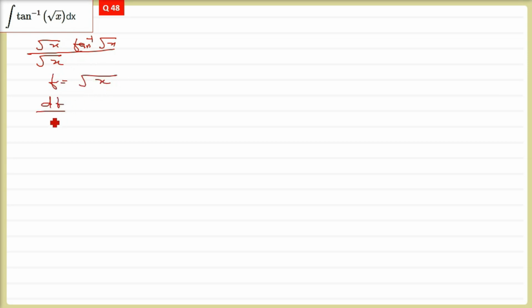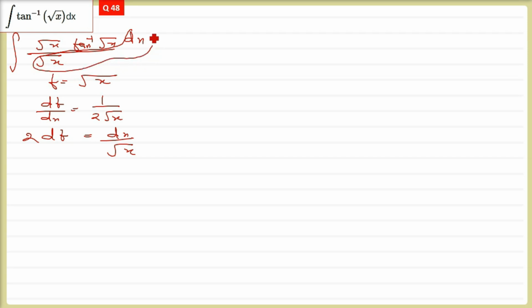So dt by dx will be equal to 1 by twice of under root x. That differentiation you already know. That means twice of dt corresponds to dx by under root x. So when we integrate after multiplying numerator denominator by root x, this dx by under root x will give you twice of dt.